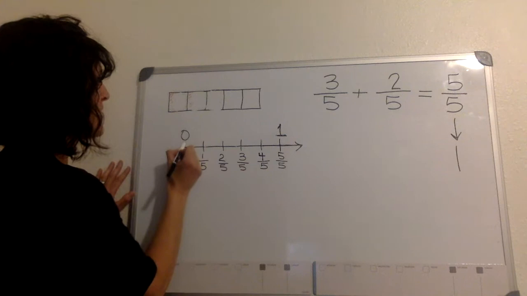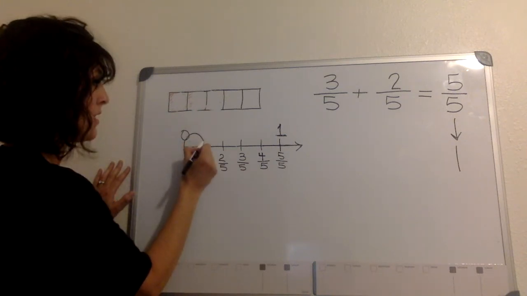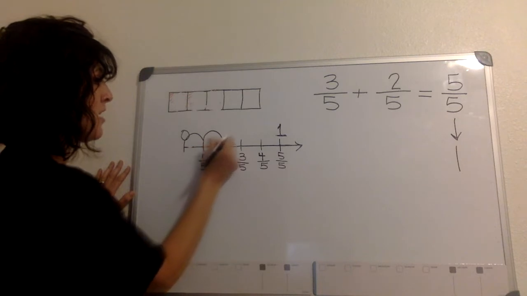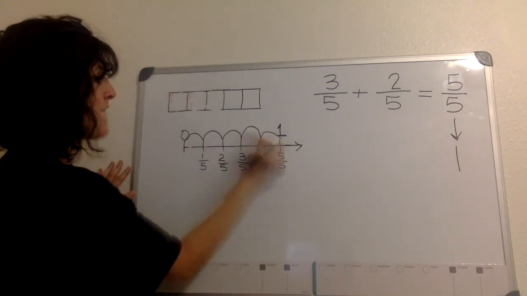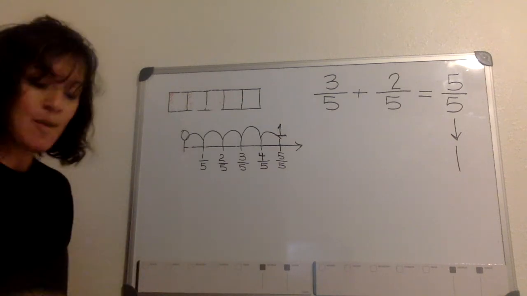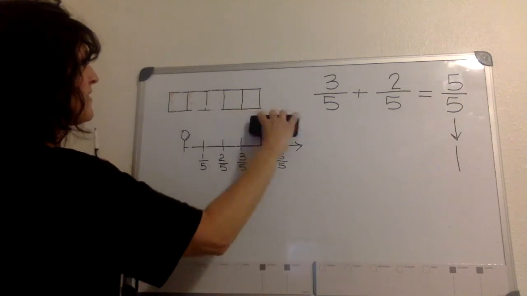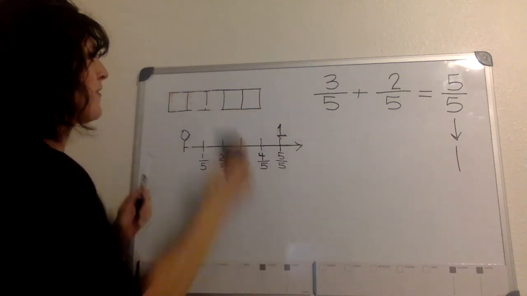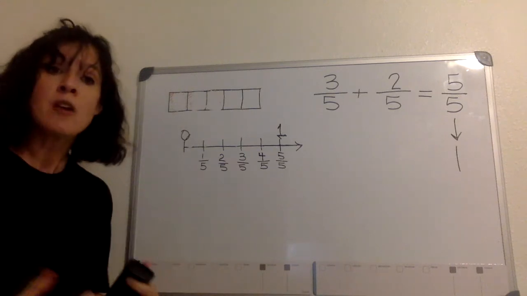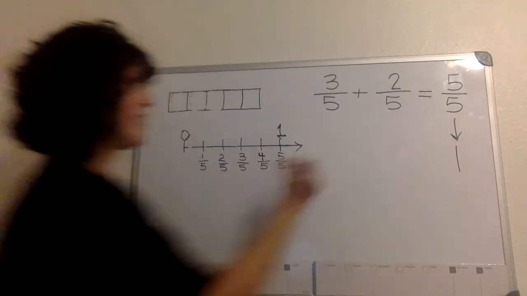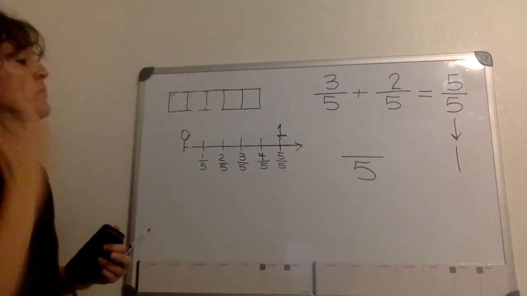So from this little tick mark to here is 1 part. 2 parts, 3 parts, 4 parts, and 5 parts. So you have 5 parts all together. And if you remember from our first little problem up there, the number of equal parts goes into your denominator. Okay? So there we go.